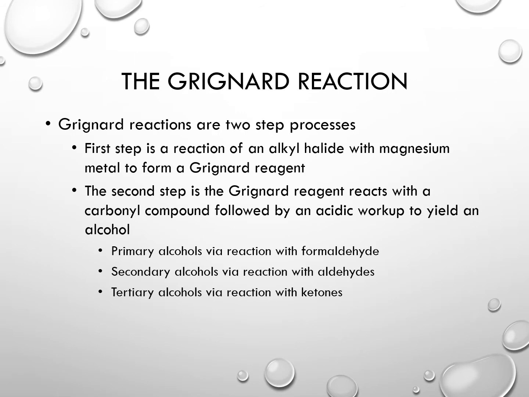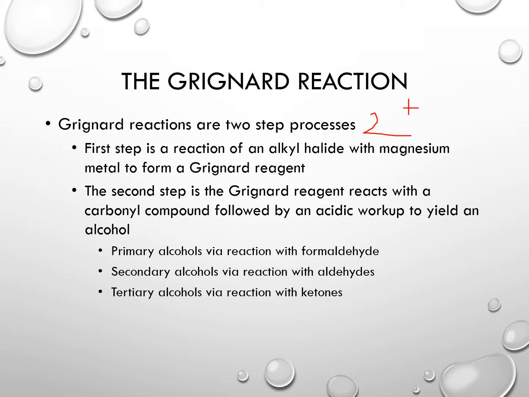So in the Grignard, there are two steps. The first step is the reaction of an alkyl halide with magnesium metal to form a Grignard reagent. Now remember that magnesium is in group 2, so it has a 2 plus charge when it's ionized.